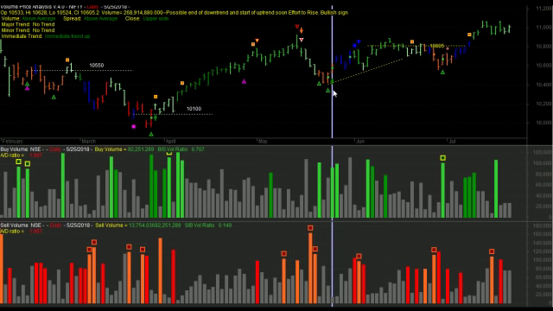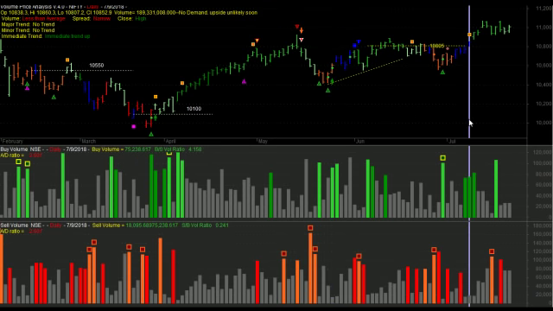Here also, if you can see, the VPA software clearly says possible end of downtrend and the start of an uptrend zone. So like I said, the VPA software has been quite successful in identifying such turning points from downtrend to uptrend.